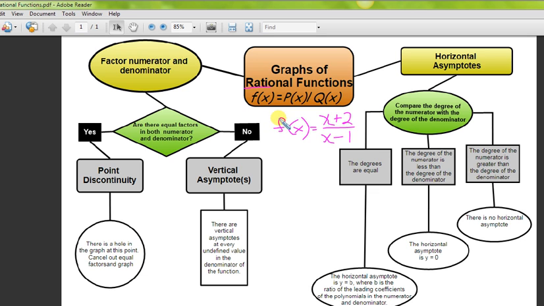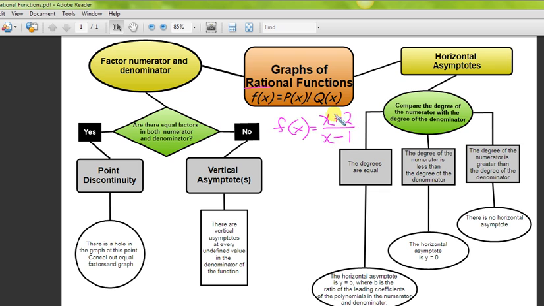Hi, in this video we're going to look at graphs of rational functions, and actually we're just going to begin talking about the initial stages of graphing a rational function. First of all, let's define what a rational function is. As you can see, I have f of x is equal to p of x divided by q of x. In other words, it is a ratio. And an example of a rational function would look like this.